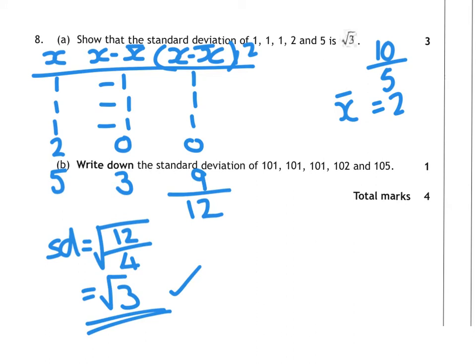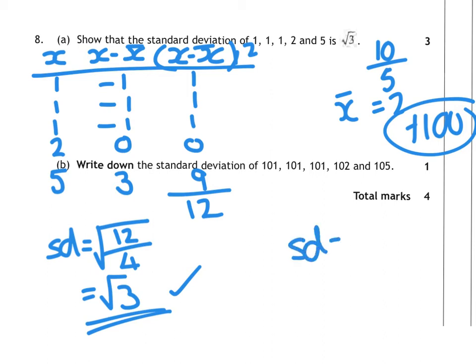Then it says write down the standard deviation of this list of numbers. Now, write down means absolutely no working, so we're certainly not going to try and do this again. However, look at your first list, look at your second list. The numbers are all the exact same, but they've all had 100 added on, right? Do you see that? So they're not any more spread out. And the standard deviation is a measure of spread.